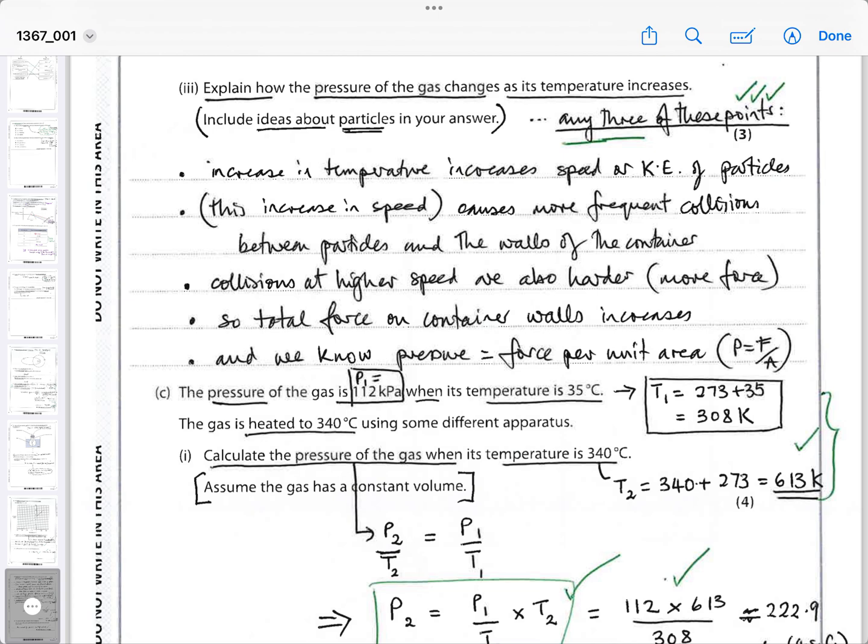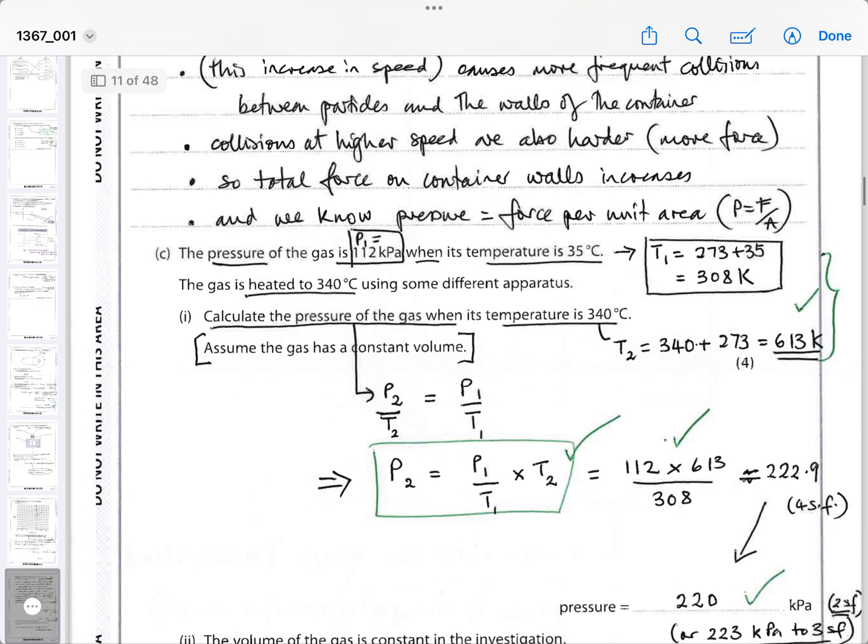And remember, the total force on the container wall therefore increases because all of the molecules or all the particles are striking the wall with greater force, and we need to know that pressure is force per unit area. So that's another way of getting the marks. So it depends on how you've put your ideas in a logical sequence and clearly explain it. So remember, depth, detail, clarity is what gets you the marks.